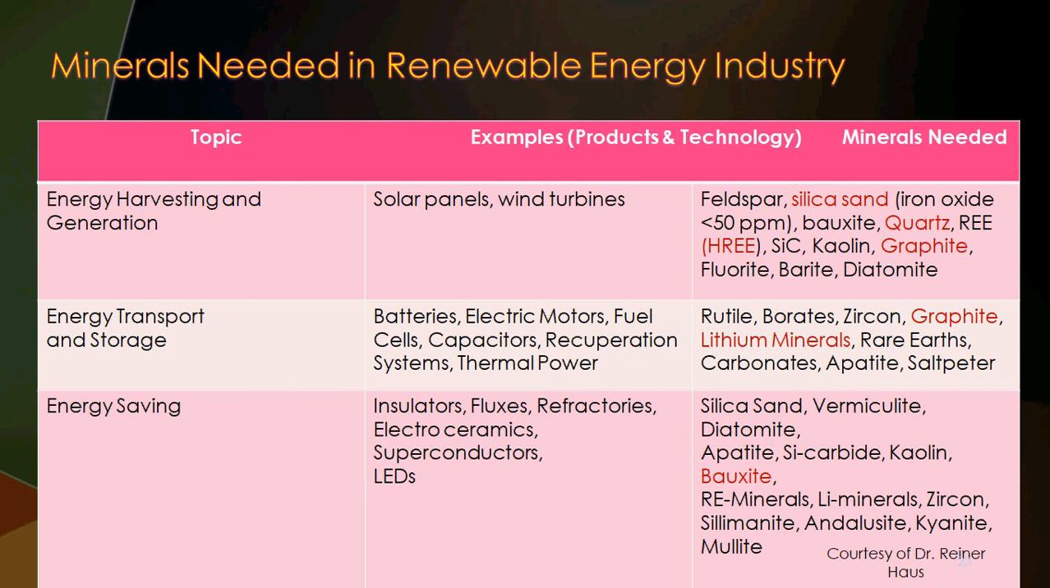If you remember, in the last lecture I told you what diatomite is. Diatomite is an amorphous silica, and diatomite is produced from diatoms. Diatoms are unicellular organisms living in the ocean. When they die, their hard parts accumulate to form diatomite.